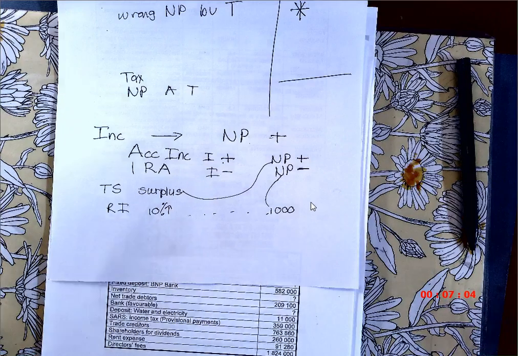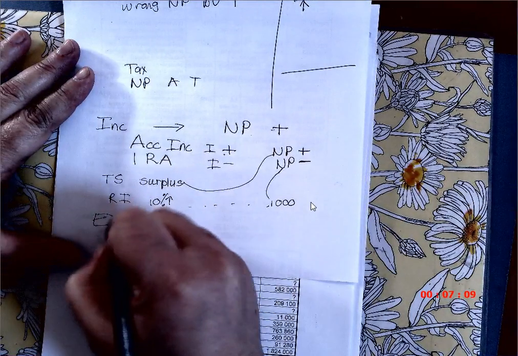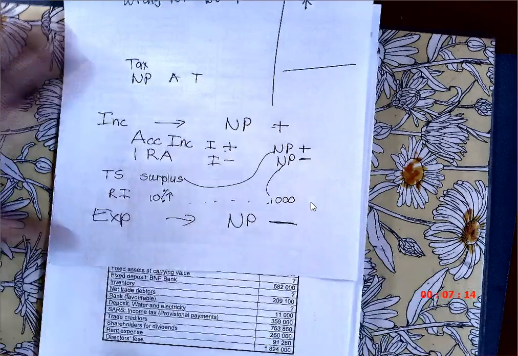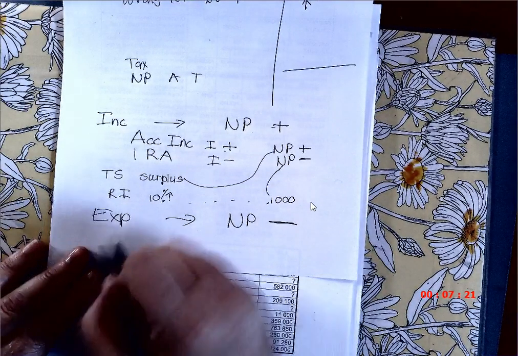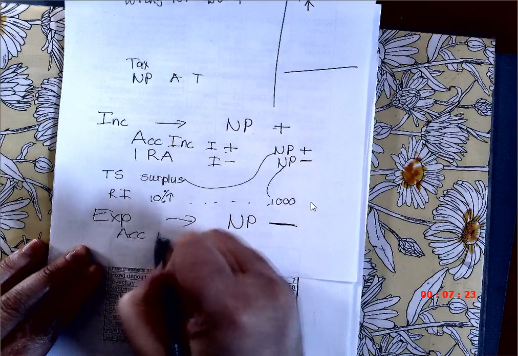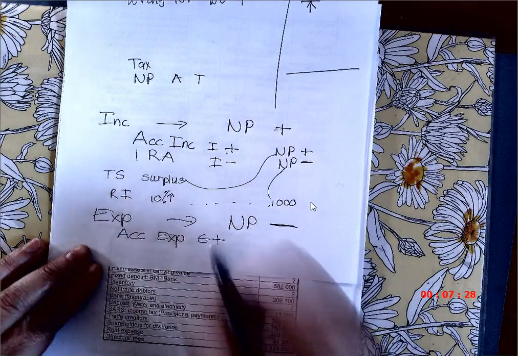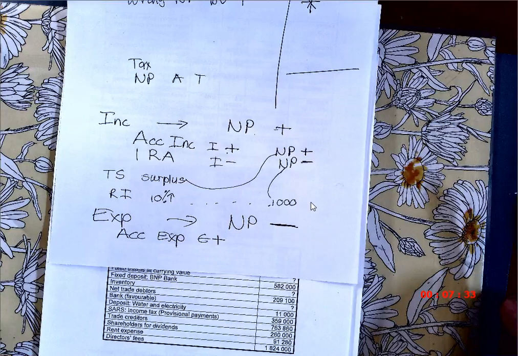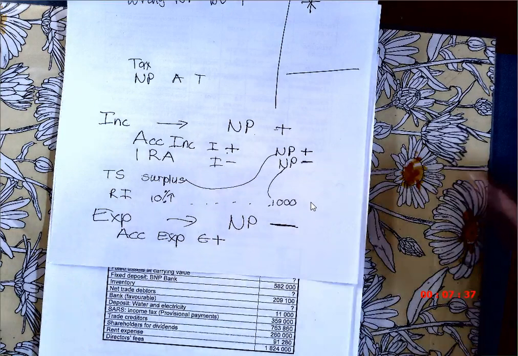Okay. So the same now goes with expenses. So what is expenses? Expenses in the end makes my net profit less. So you're going to see expenses is going to work the opposite way around. Okay? So in other words, if I have an accrued expense, an accrued expense makes my expenses more. Now, because expenses actually makes my net profit less, the more my expense becomes, the less my net profit.